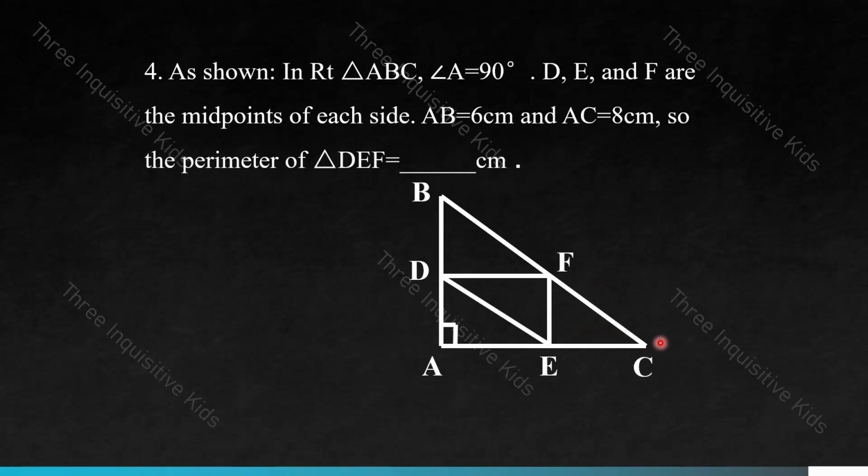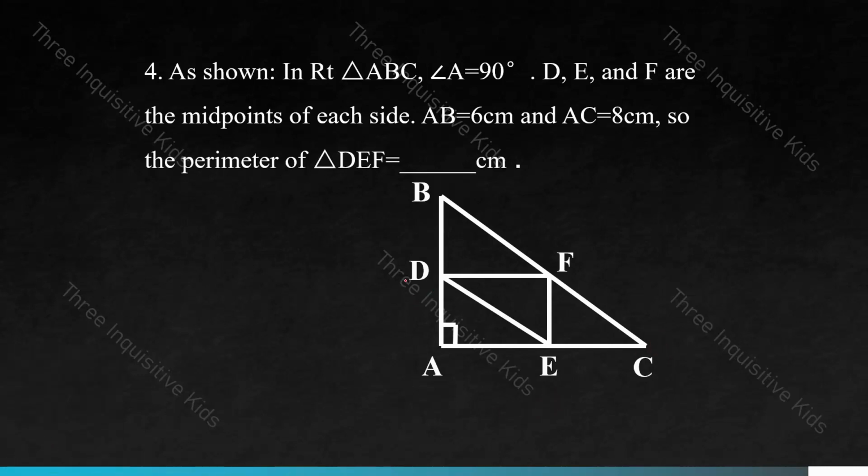As shown in right triangle ABC, angle A is a right angle. D, E, and F are the midpoints of each side. AB is equal to 6 centimeters and AC is equal to 8 centimeters. So what is the perimeter of triangle DEF? There is a second step to this.